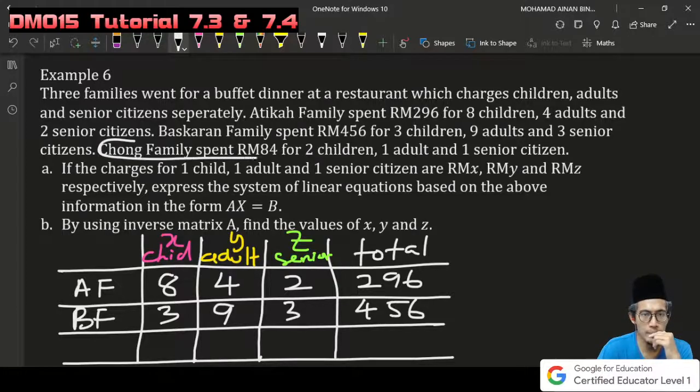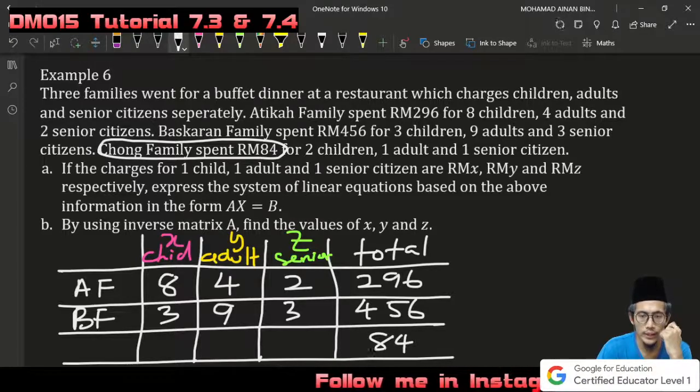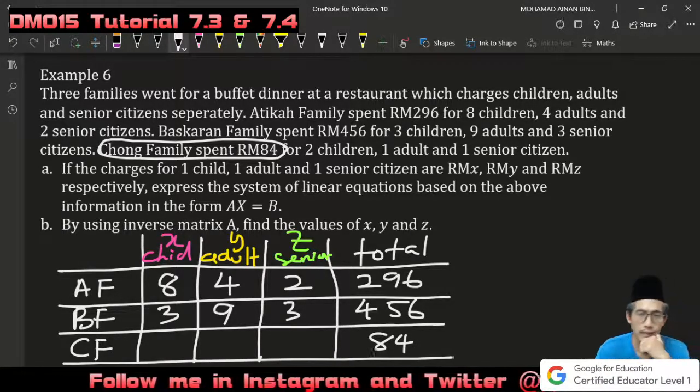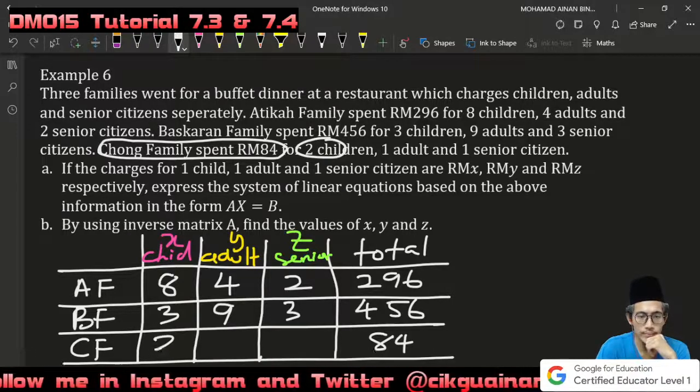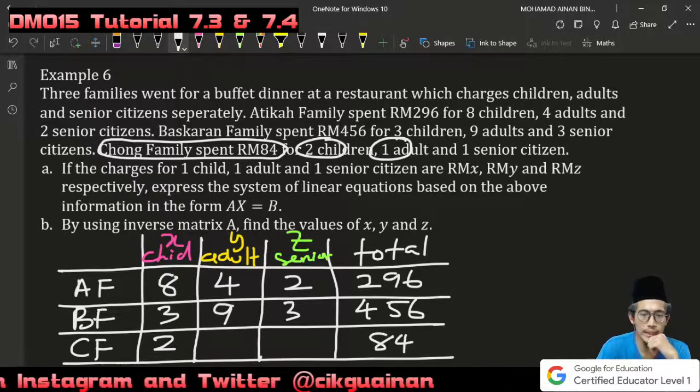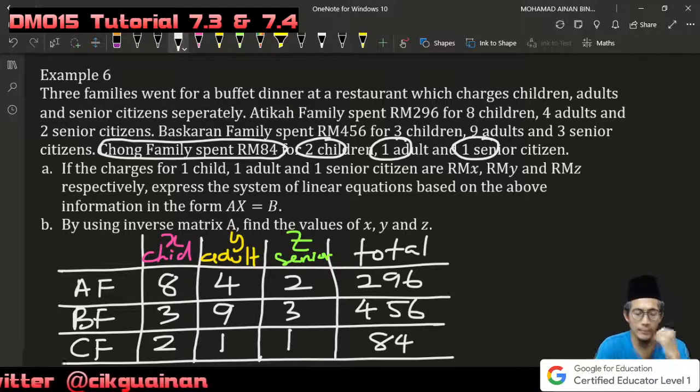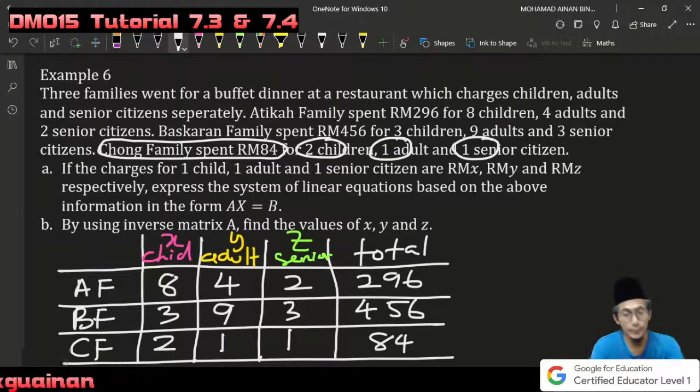Chong family spends 84 ringgit. That's little. Let's see how many people: 2 children, 1 adult, and 1 senior citizen. Okay, settled. Our table is complete.